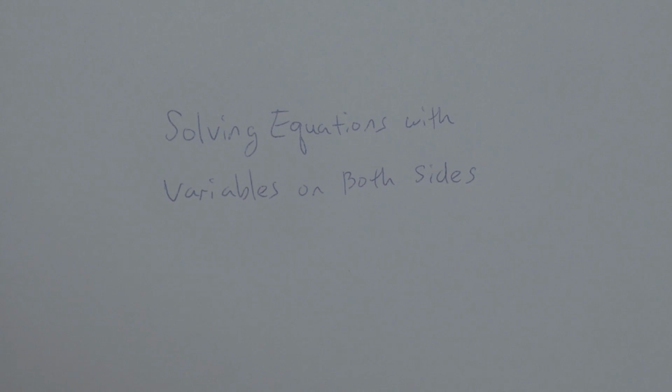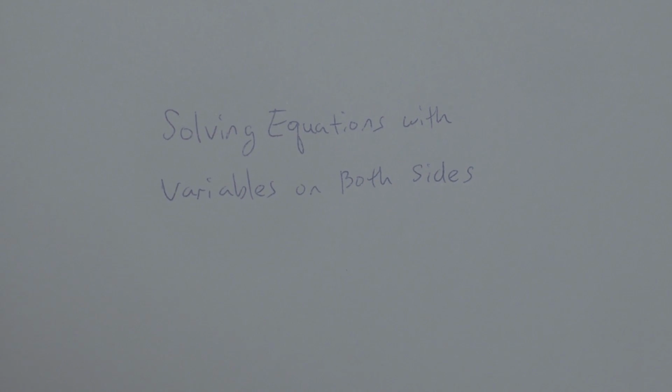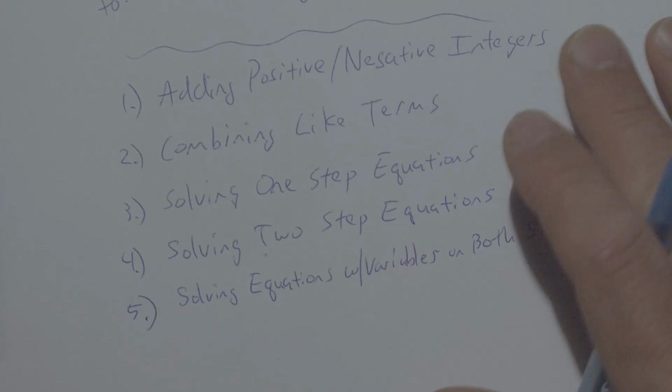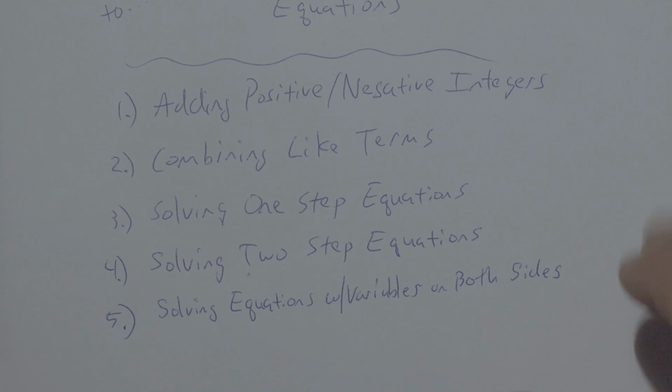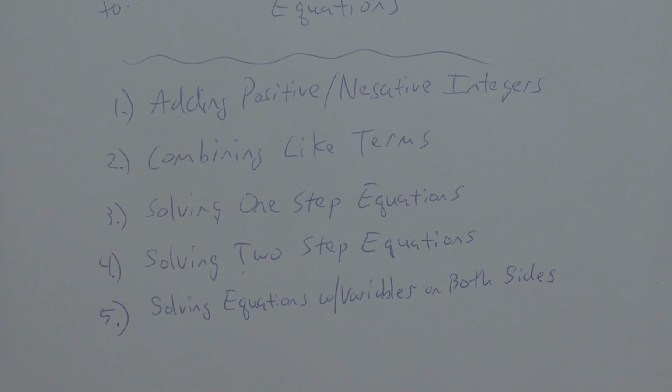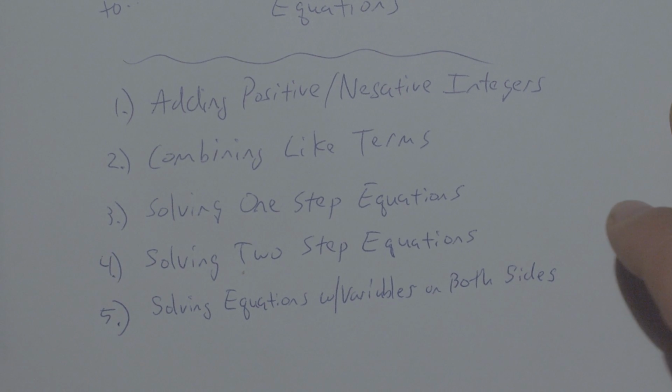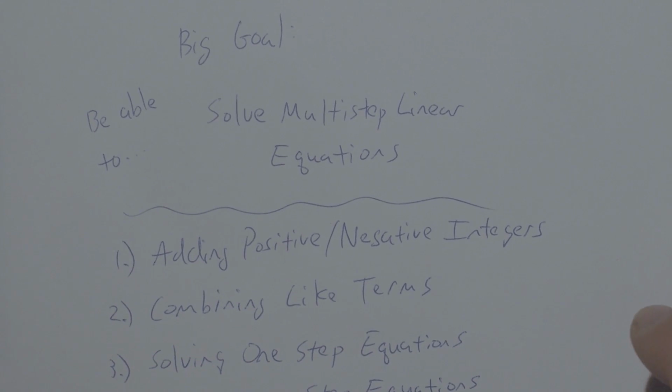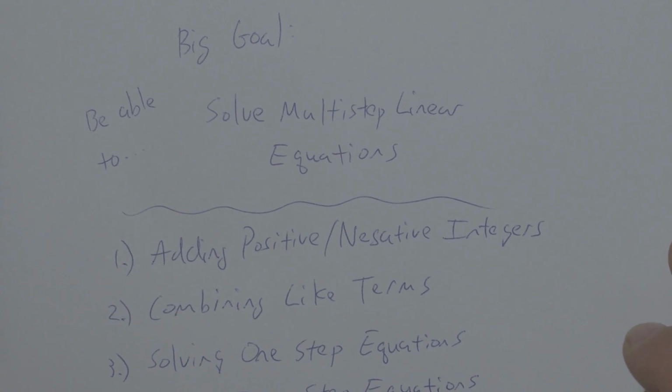All right. Welcome. Solving equations with variables on both sides. We're getting there. We're almost there. We're on step 5 now. So I promise you, we're almost there. Remember the big goal? Be able to solve multi-step linear equations.